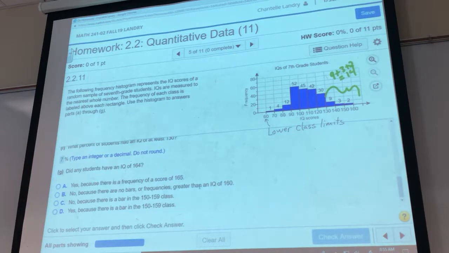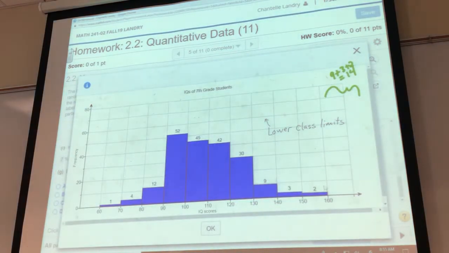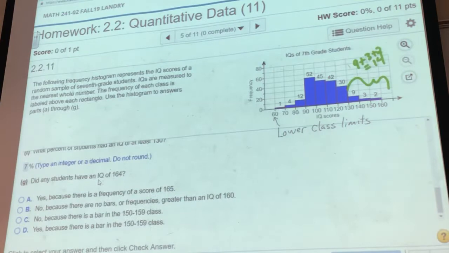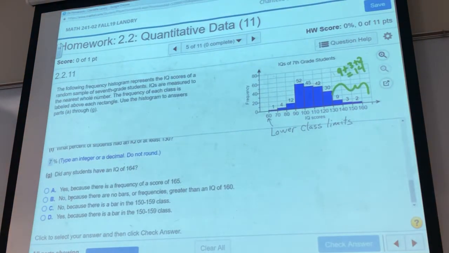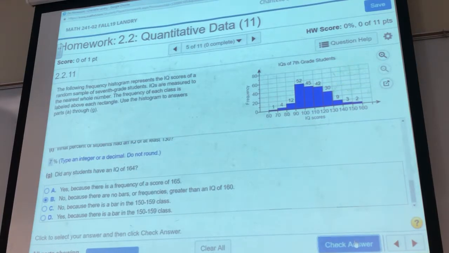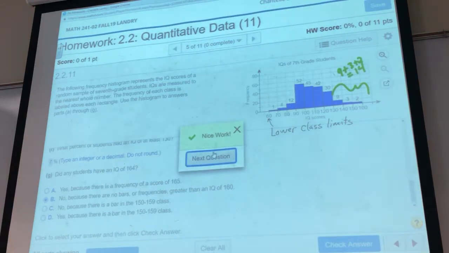Okay, and then they say, did any students have an IQ of 164? Yes or no? So here it's 160. There's nothing right here. There's no bar. So in between 160 and 169, they don't have anything. So the answer for that one would be no, because there are no bars or frequency greater than an IQ of 160. That's how you'll do that one. Not too bad, but the upper and lower limits can kind of throw you off a little bit.